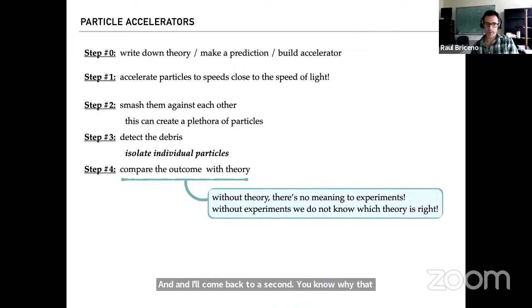Eventually, what you want to do is compare the number of events that you see from experiment with what you predicted from theory. And this is remarkably important because without the theory, we can't make sense of experiments, but without the experiments, we can't know which theory is right. So theory and experiments both have to be there for us to be able to make sense of nature.